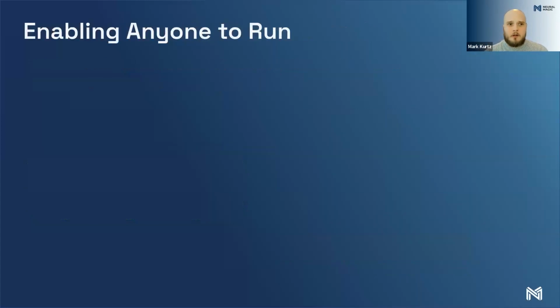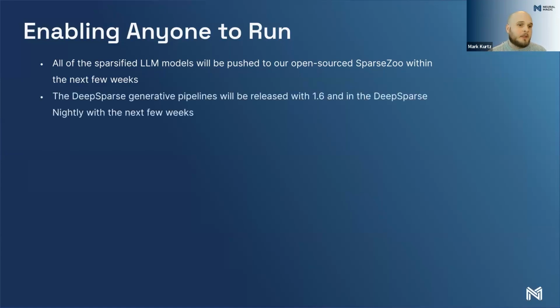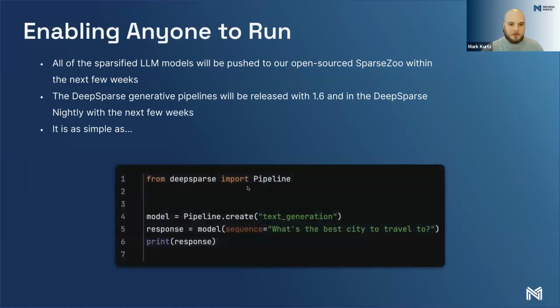Now let's talk over what this looks like to run. So all the sparsified LLMs, we will be pushing to our open source SparseZoo within the next few weeks. And the DeepSparse generative pipelines will be released with 1.6 and in the DeepSparse nightly within the next few weeks. Looking at what the code actually looks like under the hood, it's as simple as from deepsparse, import our pipeline. We're going to create our pipeline, and then we're going to run, let's say, what's the best city to travel to through that and get our response. And it's as simple as that.